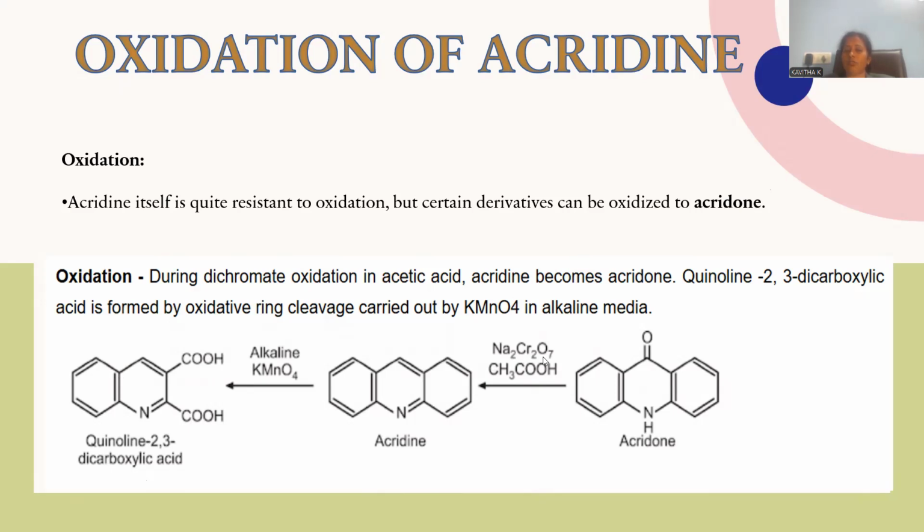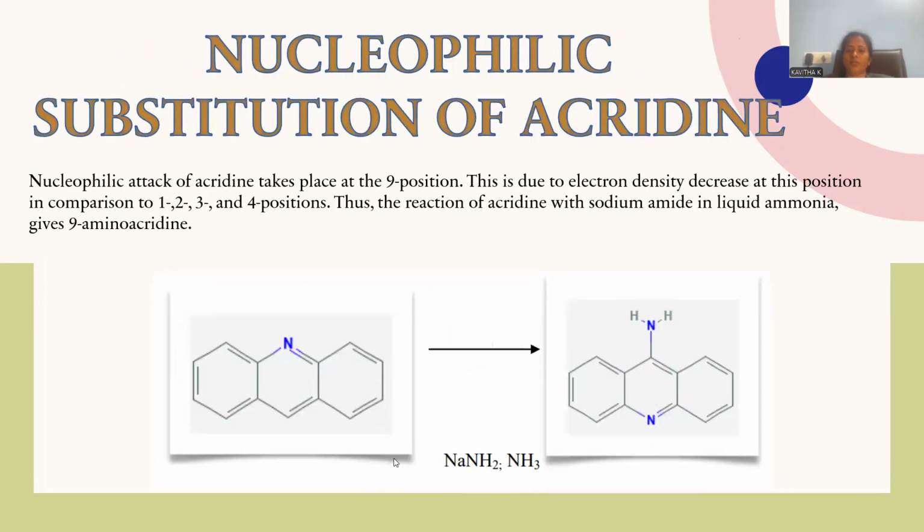Let me dissolve sodium dichromate in glacial acetic acid, which is able to give a ketonic functionality at position 10, which is said to be acridone. So this is the way multiple products are possible by using various oxidizing agents: alkaline KMnO4 gives the dicarboxylic acid of quinoline, and potassium dichromate dissolved in glacial acetic acid gives acridone as the final product. This is the way acridine oxidation is possible.